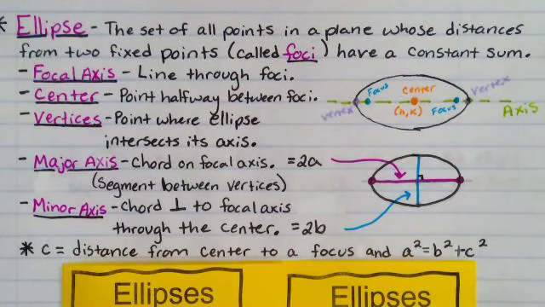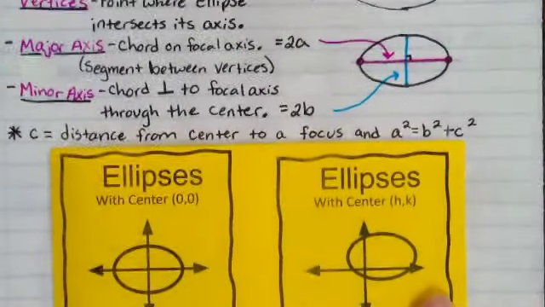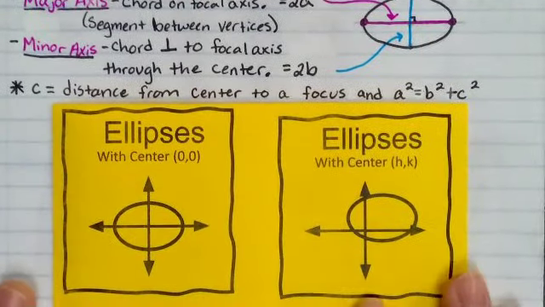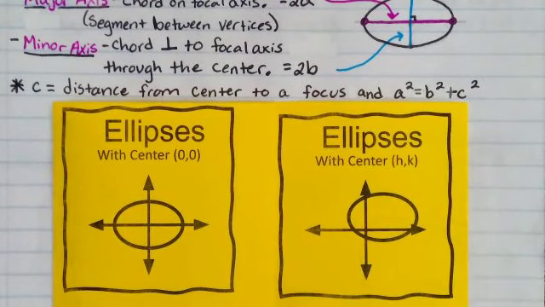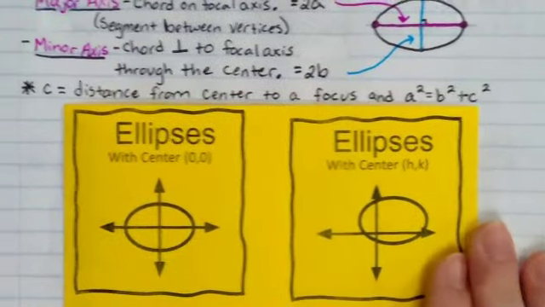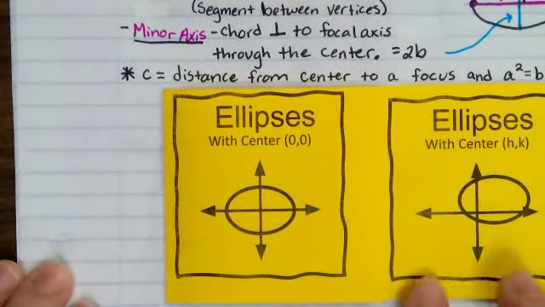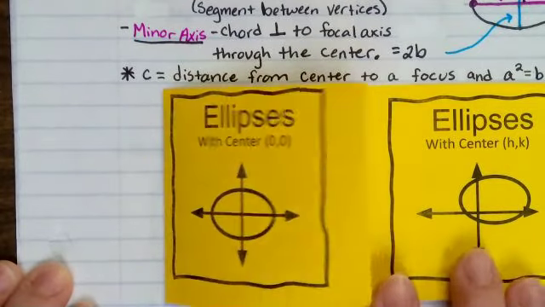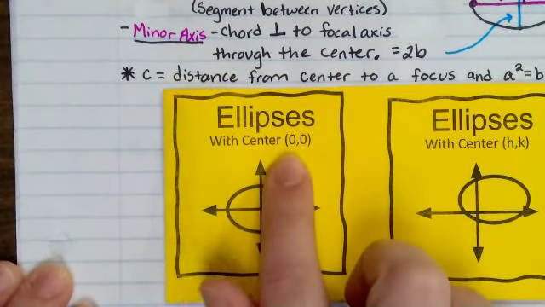Okay, that brings me to all of our lovely little formulas and our little foldable that we're going to have in this section. So here we have our beautiful little foldable. You'll get this from me in class if you haven't already, right? And we're just going to fill in one side where the center is at 0, 0.